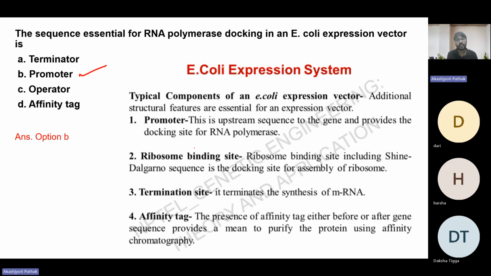The ribosome binding site is what? It is the Shine-Dalgarno sequence, which is present in bacteria, or the Kozak sequence, which is present in eukaryotes. You all know about all this basic molecular biology, isn't it? Then there is a termination site and an affinity tag. All these things must be present in your expression vector. If you want your gene of interest to get expressed into protein, then you must have these sequences present in your construct. Otherwise, your gene will not get expressed.